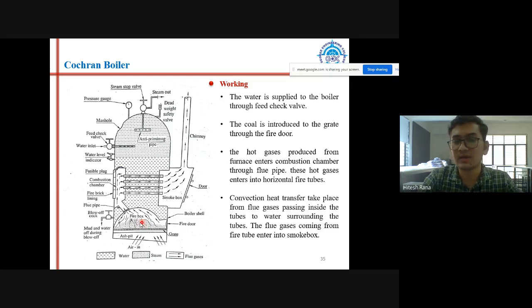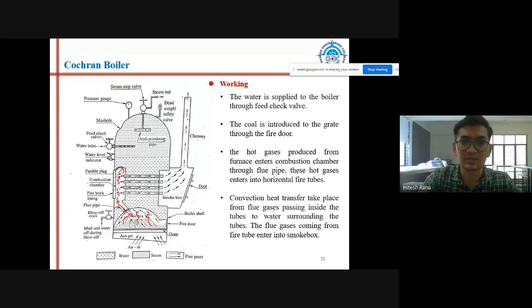So as I burn the fuel, the flue gases will be generated. Flue gas जो होता है वो जनरेट होंगे. And those flue gases will be generated over here. And these flue gases will flow to the combustion chamber through this flue pipe. इस फ्लू पाइप की मदद से ये जो फ्लू गैसेस है वो कंबशन चैम्बर के अंदर आ जाएंगे.